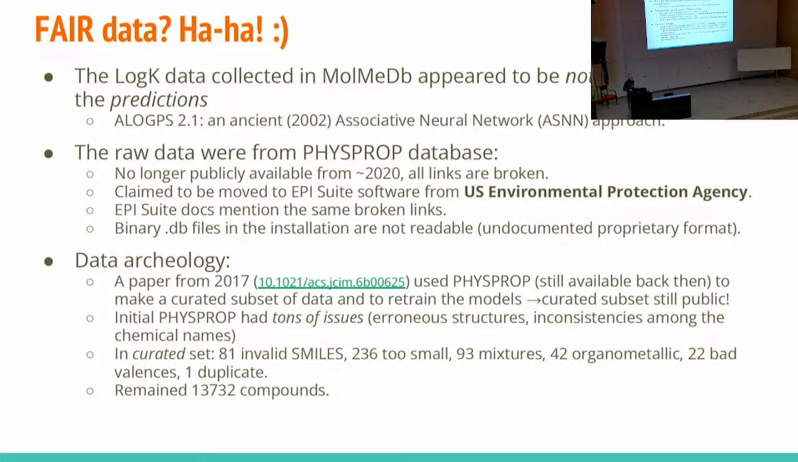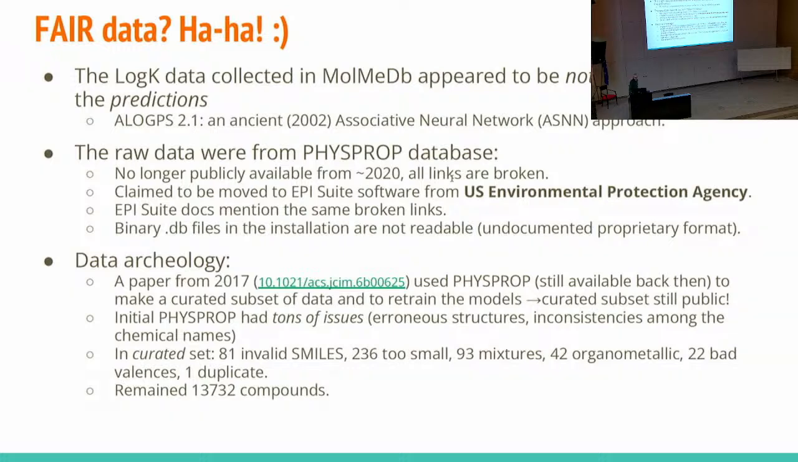The problem was that the real experimental data was no longer available. When we did it in 2020, all the links were already broken, and it was claimed that the dataset had been moved to the US Environmental Protection Agency, the governmental institution, but on the side of this institution, all the links are also broken. So we were kind of at a dead end. There is no experimental data, so we had to do some data archaeology. We went into the paper where they used this initial FISPROB database, which is no longer available, to curate it, and after that they published a curated subset of this database, which is, thank God, available to date.